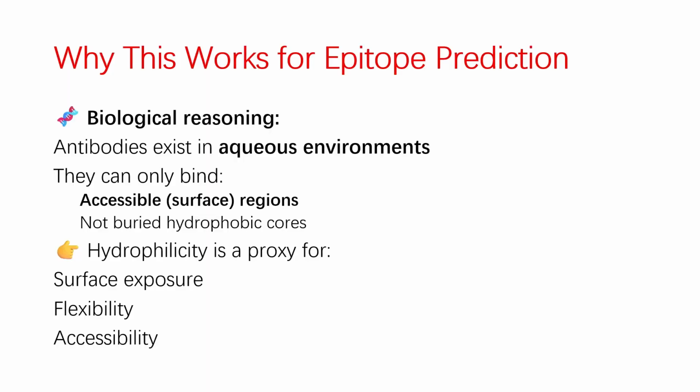Why does this work for epitope prediction? Antibodies can only bind to regions that are exposed on the protein surface. These exposed regions are usually hydrophilic, meaning they interact well with water. The Parker hydrophilicity scale helps identify these regions by finding hydrophilic peaks along the sequence, making it a simple and effective way to predict potential epitopes.